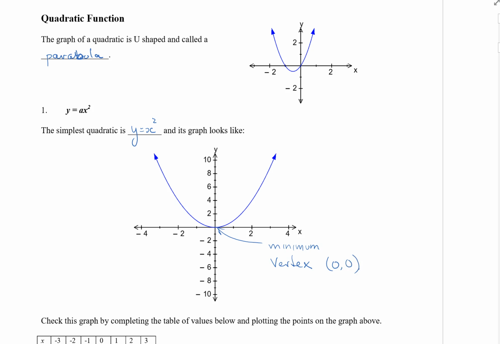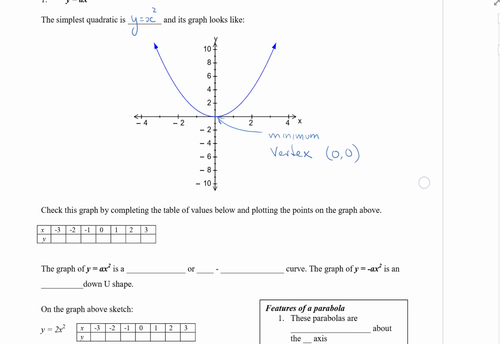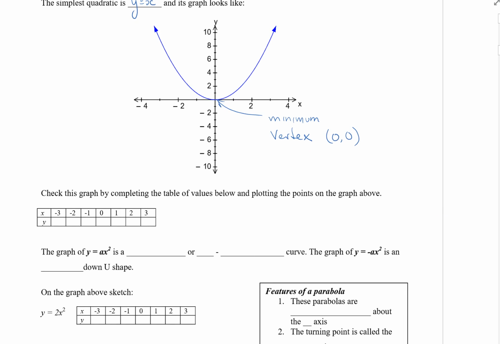That makes it quite a special quadratic, in that it won't have any x term. It'll have an x squared term, but no x term and no constant. Remember I'd said we will look at the equation, we'll look at the graph, and we'll also look at the table of values.